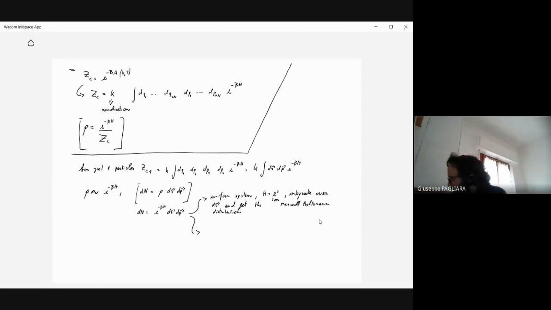But suppose that now we have a system in which the Hamiltonian contains, for instance, the kinetic energy and a potential energy that I call V of R. Now, in this case, I can be interested in integrating over momenta this time, so over dp, and find the distribution in space of particles.